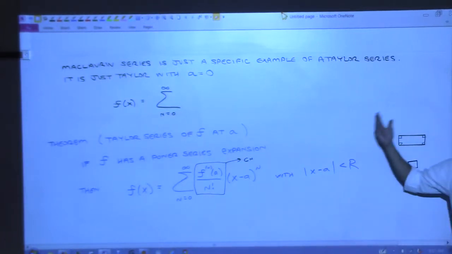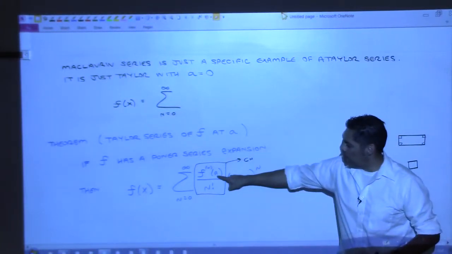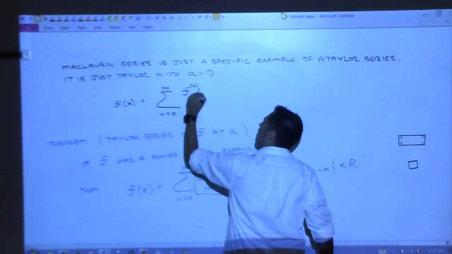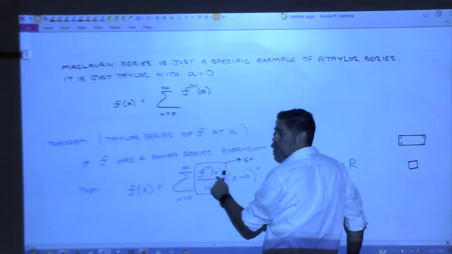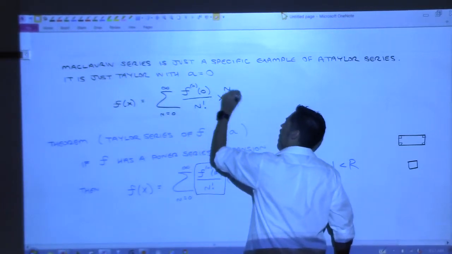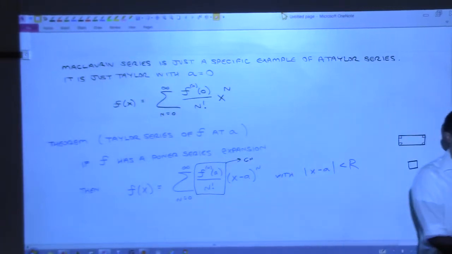Yeah, it'll just be x to the n, right? But also, this will be what? F prime, the nth derivative, at 0. So you can replace this with 0, all right? Over n factorial x to the n. So look, it's just that formula with a replaced with 0.